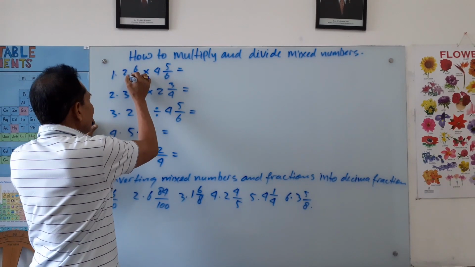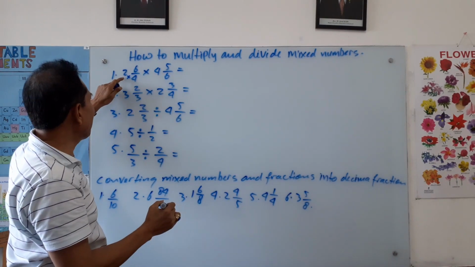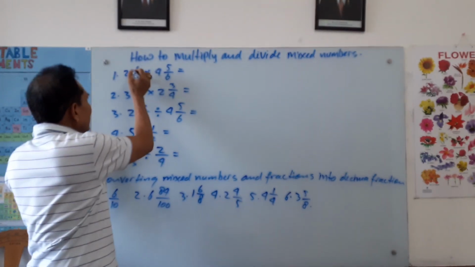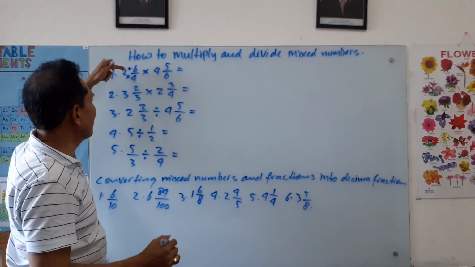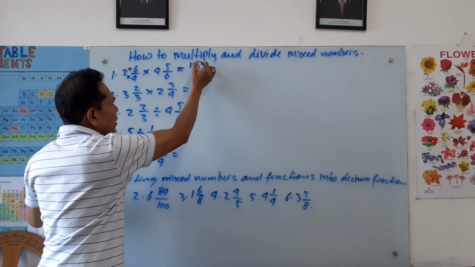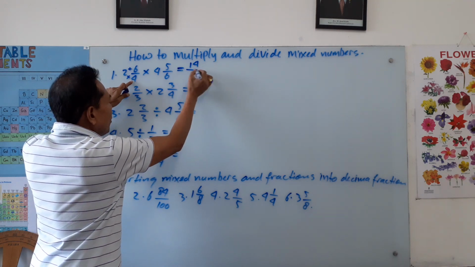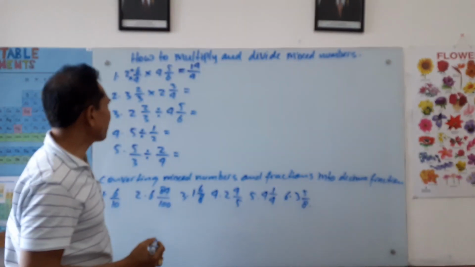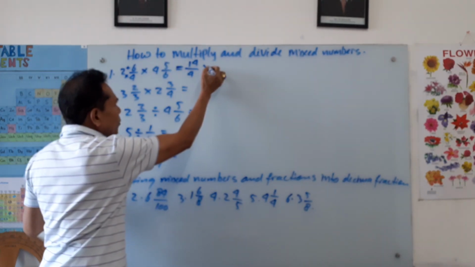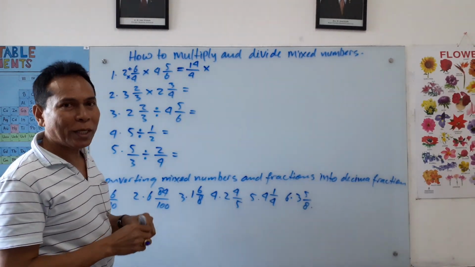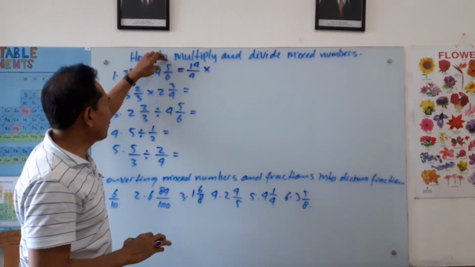I put the multiplication sign here. 4 times 2 is 8. Then 8 plus 6, I put the plus sign here. 8 plus 6 is 14. So you have 14 over 4. You do not change the denominator. Now we put a multiplication sign here, and we go to the next mixed number. We have 4 and 5/6, the same as the first one.